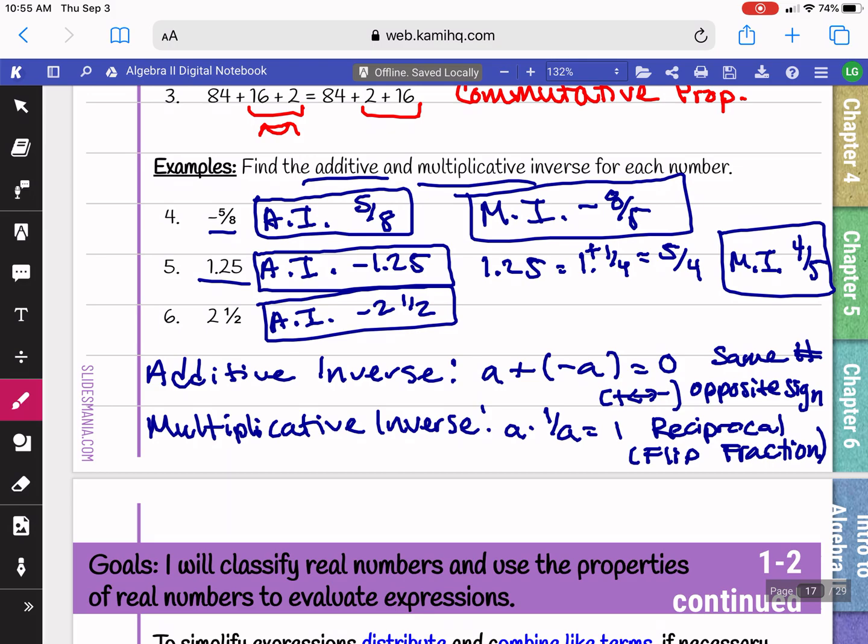Now we look at our last problem. We have 2.5. That's a mixed number. Let's change it to an improper fraction. 2 times 2 is 4, plus 1 is 5. So it's 5/2. Now I can find the multiplicative inverse. If I take the reciprocal of 5/2, I get 2/5.